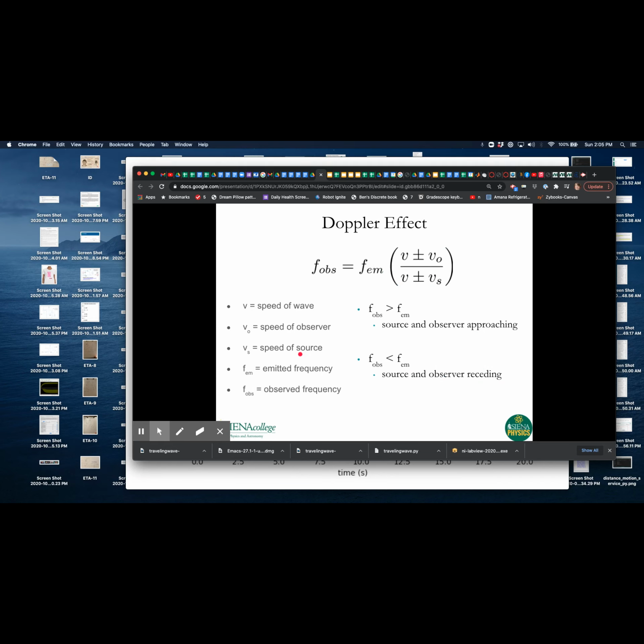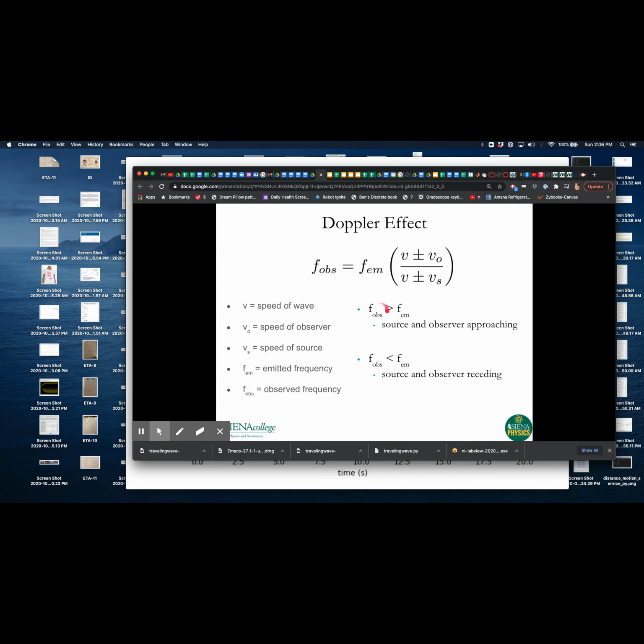If we want to do the calculations, right, we can find the frequency of the observer from this equation. So this f sub em is the emitted frequency, right? So the source frequency, the frequency where it's being emitted, where it's happening. So where you're holding onto the horn in the car. And then v is the speed of the wave. v sub o is the speed of the observer, and v sub s is the speed of the source.